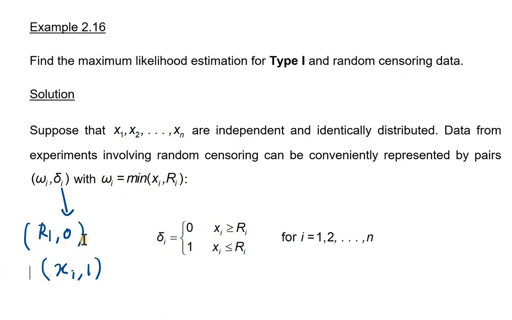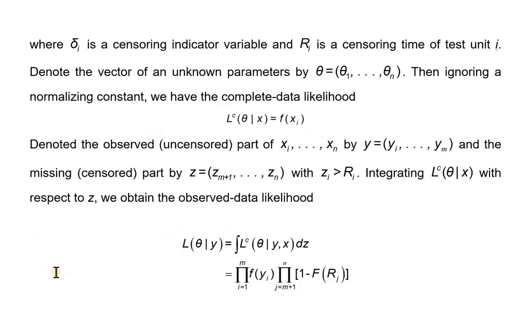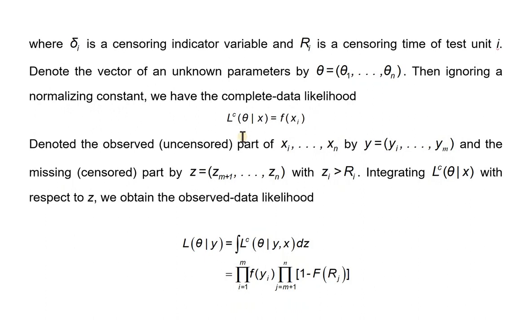Okay, so this is the indicator variable. This is for censored, this is for uncensored. Uncensored means that we know the exact time of the failure. For the failure times, x1 until xn, we will divide into two parts: the first one is for the uncensored, which is y, and then the censored is z.